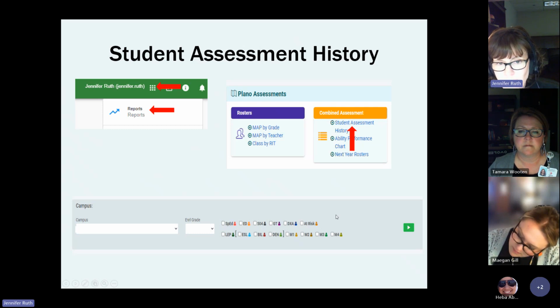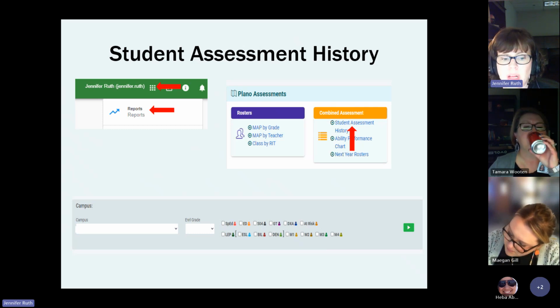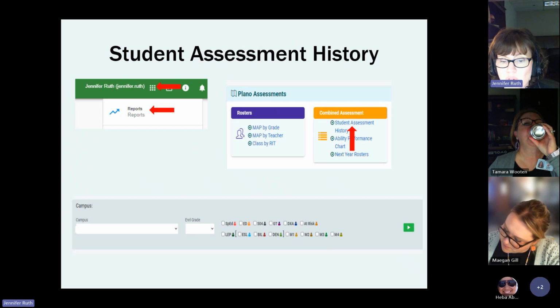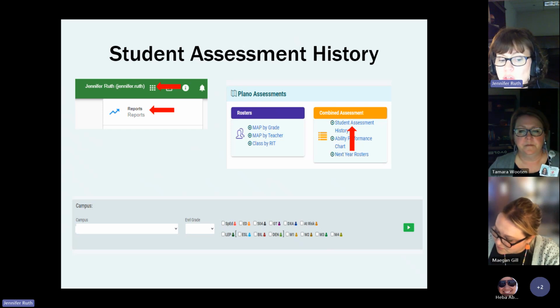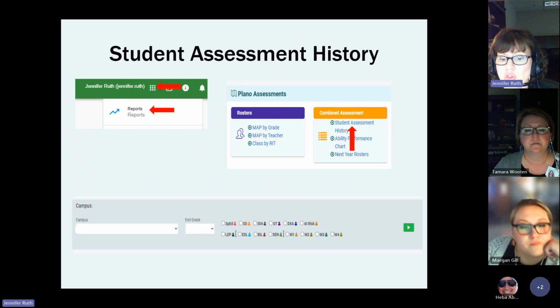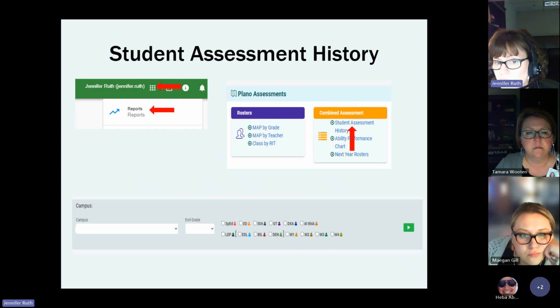Depending on your level of access to EdGens, you may have the option to be able to see it by grade or by teacher. And if you do, you can choose to see it whichever way. If you're looking at it by teacher, you can choose to see one class period at a time, or you can choose to group your students together and see all of them together.